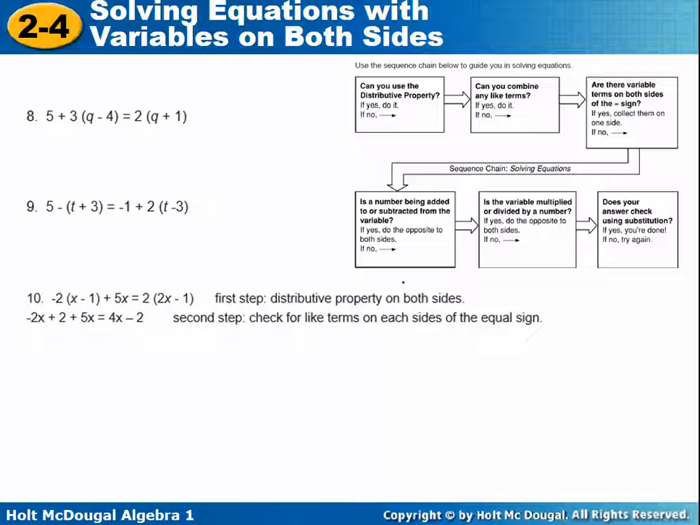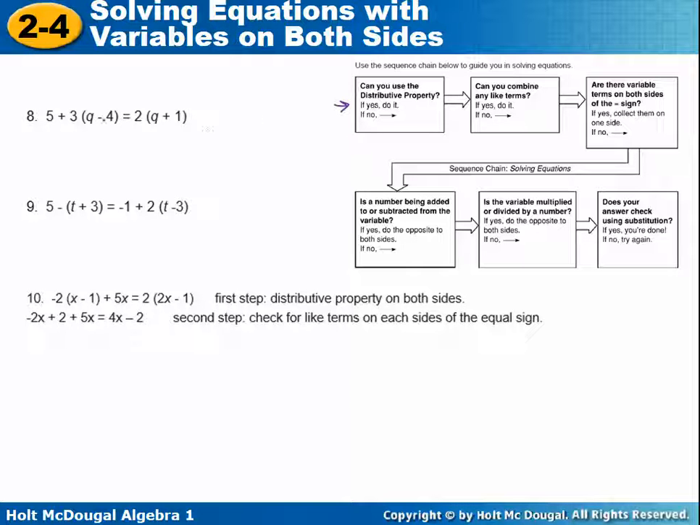All right, here's the problems from your worksheet, and I put the sequence chain so we could check what we needed to do. There is, I think, number 7 on the worksheet, I think is the one that I maybe did for you, and there's a couple more. So this isn't the whole worksheet, but it's a couple of them to look at. Let's look at number 8. We have 5 plus 3 times q minus 4, and then on the other side, 2 times q plus 1. So our first step says check and see if you can do the distributive property.